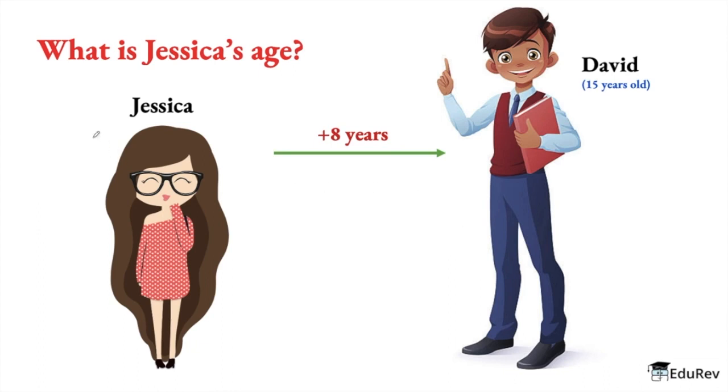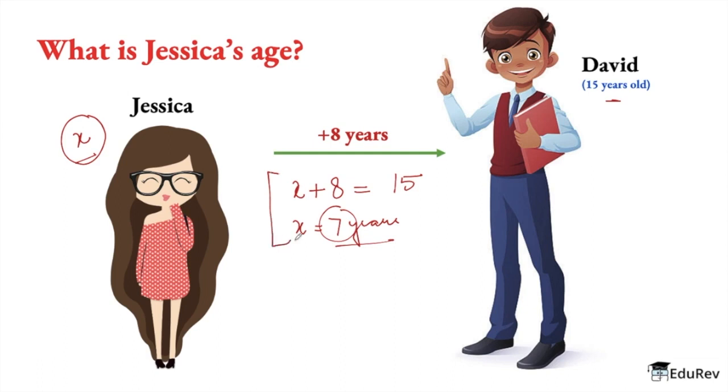For example, let Jessica's age be X. Now, because David is 8 years elder to Jessica and we also know David's age, can I simply write that X years plus 8 is going to give me 15? Because Jessica's age plus 8 years is going to give me David's age. So when I solve this, X will come out to be 7 years. So that means Jessica is nothing but 7 years old. So we found the answer using these equations.